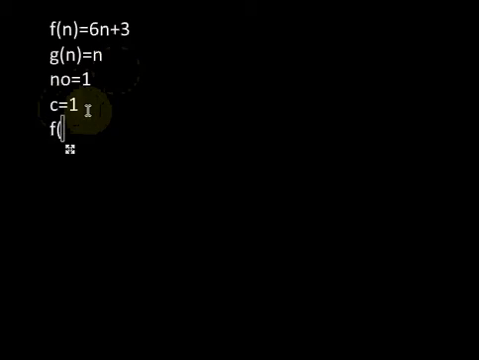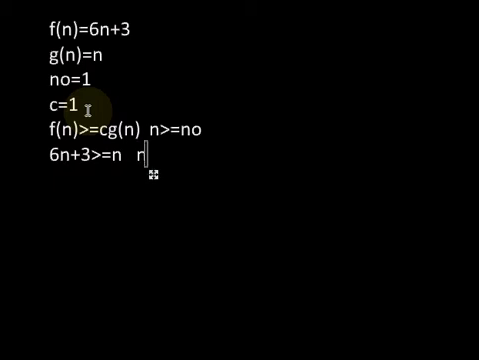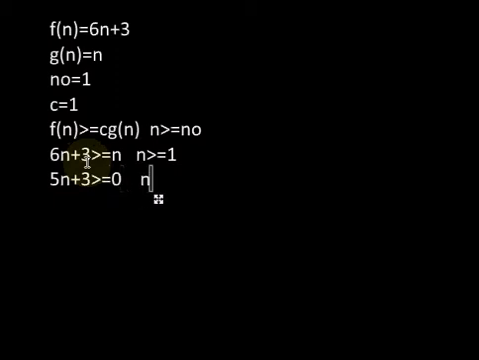Now we have to check whether the function f of n is greater than or equal to c into g of n for all values of n greater than or equal to n naught. That is, whether 6n plus 3 is greater than or equal to 1 into n, that is n, for all values of n greater than or equal to 1. Let's subtract n from both sides. Now 5n plus 3 is greater than or equal to 0, where n is greater than or equal to 1. So n always has a value greater than or equal to 1, and it is sure that the left hand side will always be greater than the right hand side.